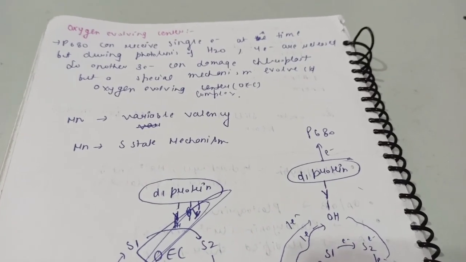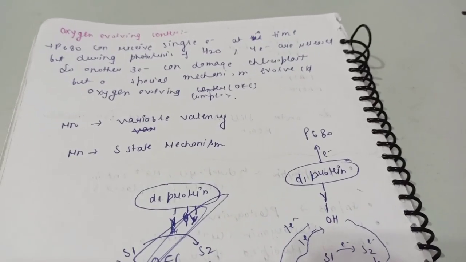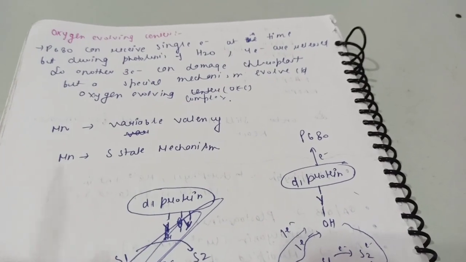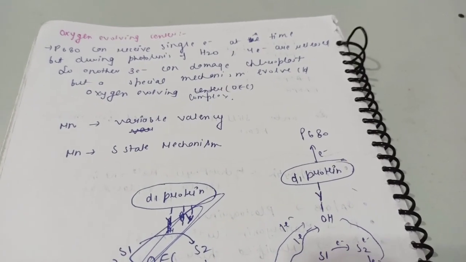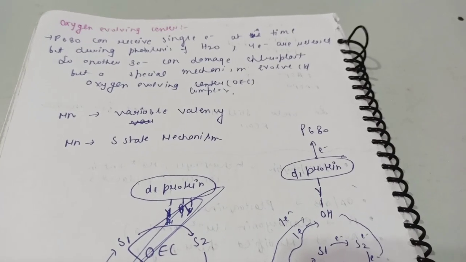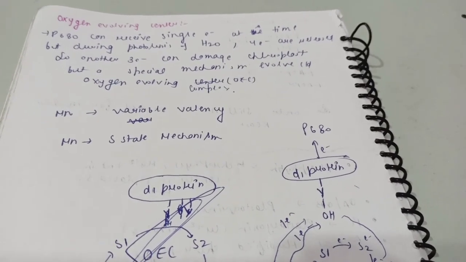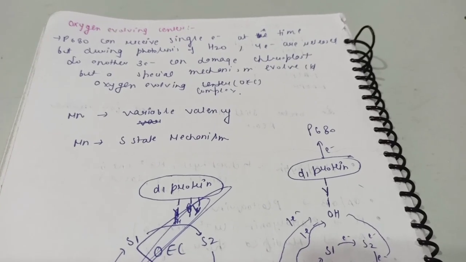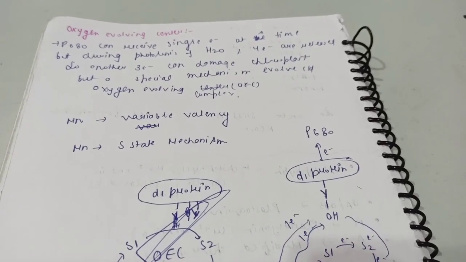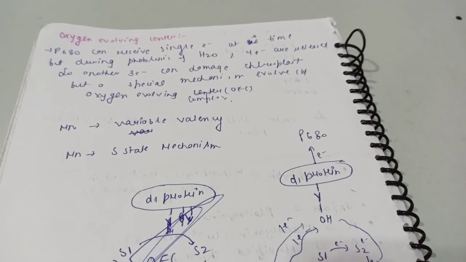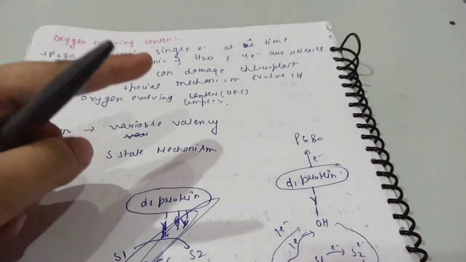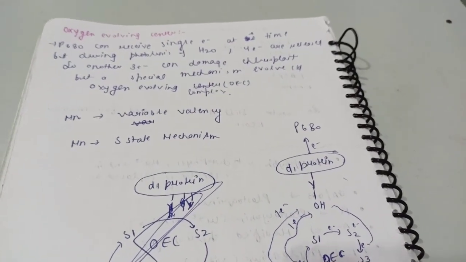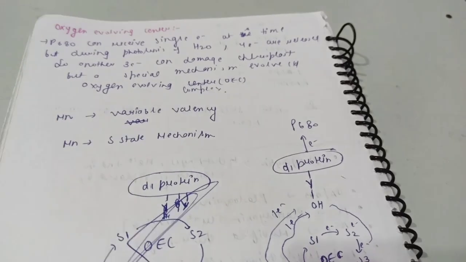Now the 3 electrons which are not received by the P680 have the capacity to damage the chloroplast because they are present in the thylakoid. But the plant has an evolutionary mechanism. It has evolved a special mechanism to protect itself from the 3 electrons, that is the oxygen evolving complex.